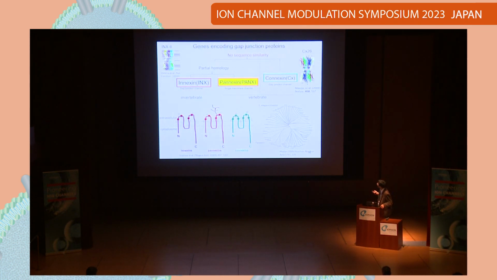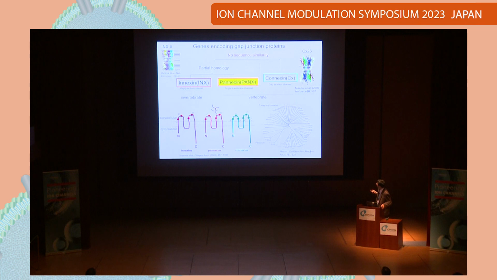My next topic is about the pannexin channel. So pannexins are vertebrate proteins categorized in the gap junction family, but they have only partial sequence similarity with innexin, and there is no similarity with vertebrate connexin. So we can say that pannexin is a mammalian innexin homolog protein.